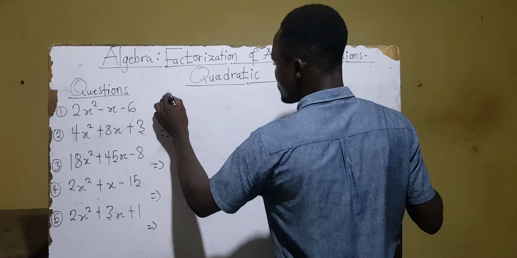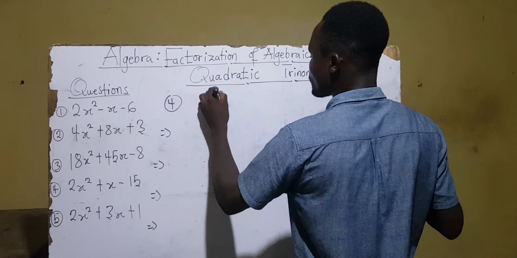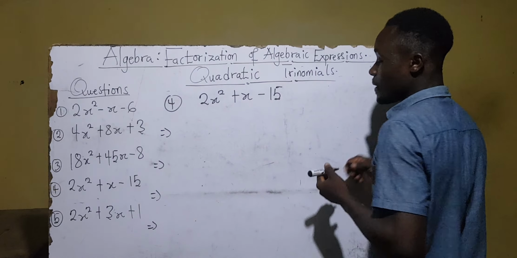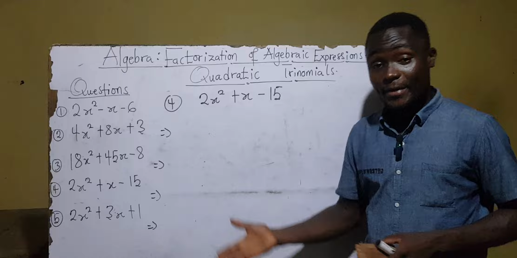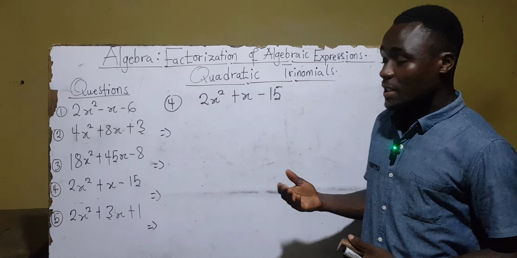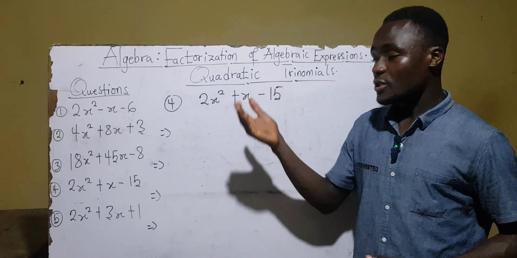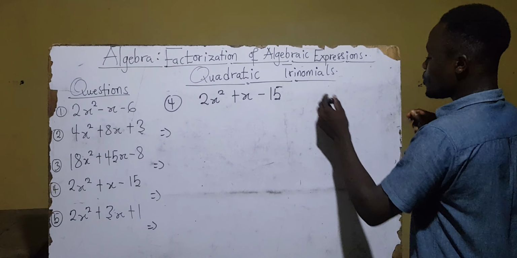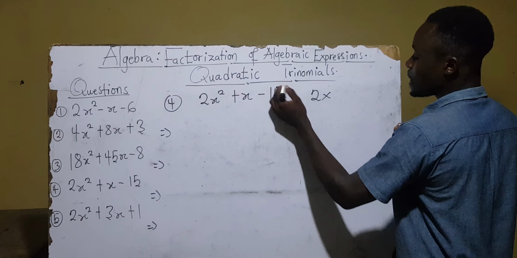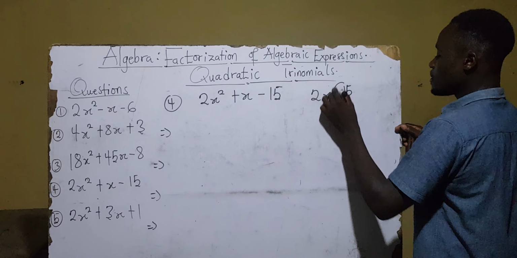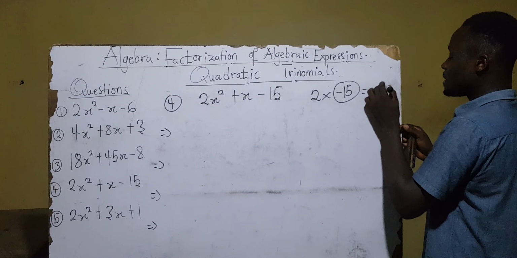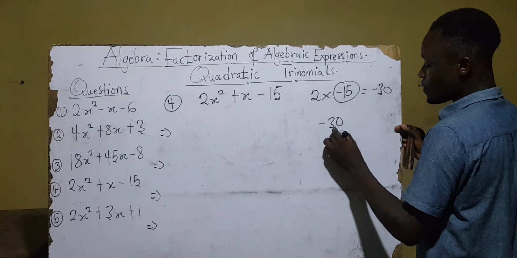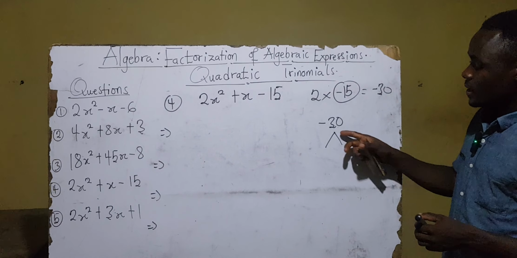So question number 4, we have 2x squared plus x minus 15. All right, so factorizing this one also, it is a quadratic trinomial. So to factorize this, we consider the coefficient of the variable being squared. So here x squared has a coefficient of what? 2. So I'm going to multiply 2 by the constant here, which is negative what? 15. So this one gives me negative what? 30. Now my result is negative 30. So I am going to look for the factors of negative 30.